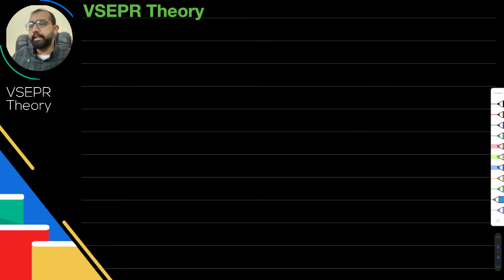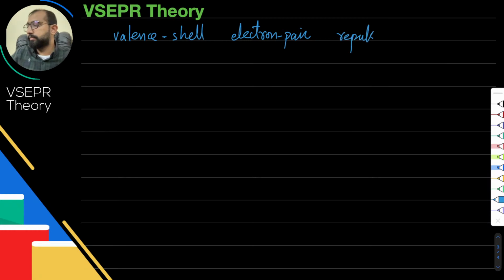Now, VSEPR is basically an acronym for three words. The first one is valence shell. So we're basically trying to say that only the last shell matters. The inner shells, because they're not involved in bonding, don't really have much to do with it. Electron pair. So again, we're saying valence shell, but it's the electron pairs that matter, not individual electrons. Repulsion. And because electron pairs repel each other, this is what the factor is going to be.